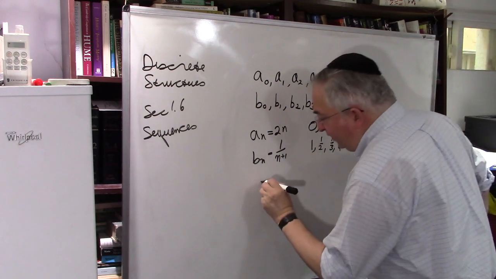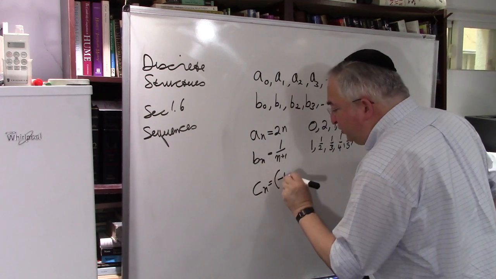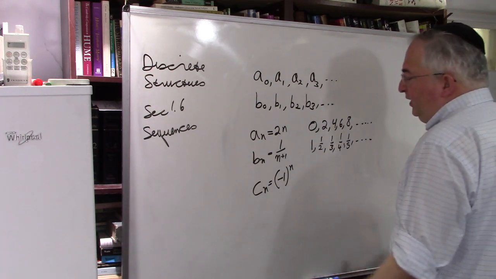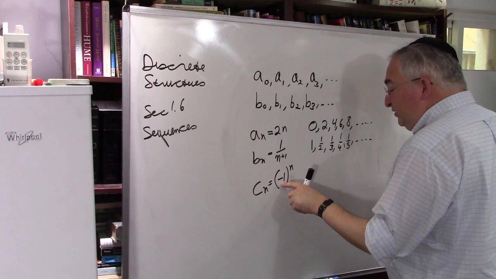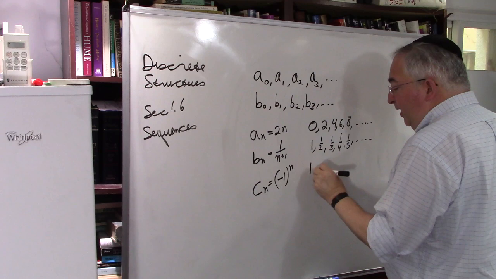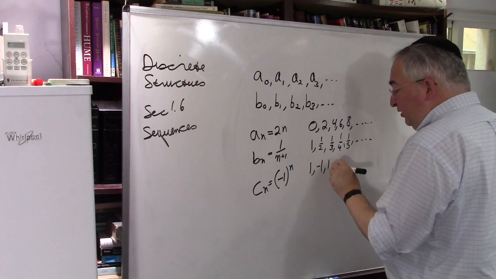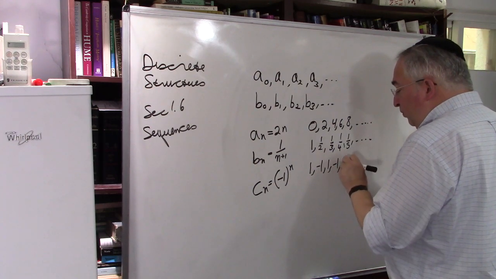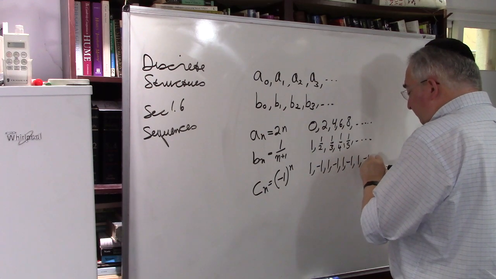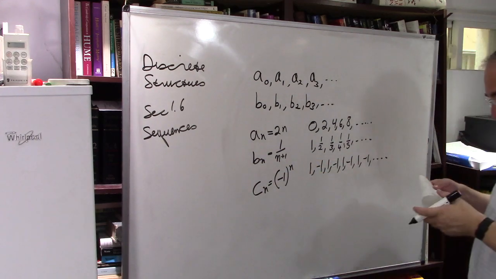Okay, let's do number C_n. This is equal to minus 1 to the n. We saw this in the last homework. Okay, so this is going to equal to, what's minus 1 to the 0th power? Anything to the 0th power is a 1. What's minus 1 to the 1 power? Minus 1. What's minus 1 to the 2 power? 1. What's minus 1 to the 3 power? Minus 1. This goes back and forth. 1, minus 1. Odd, even, odd, even. Okay, great.